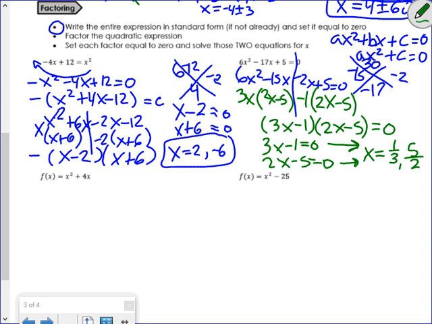So this is, once you have these two mini equations, you would just add 1 and divide by 3, add 5 and divide by 2. It's just linear algebra that you would do for those little equations.